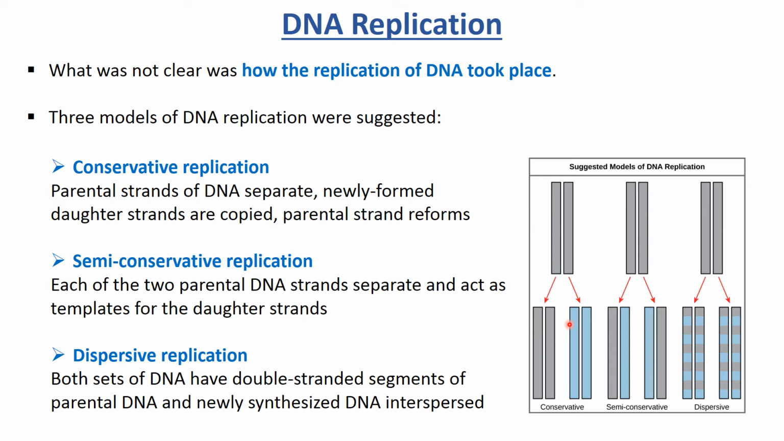The second model of DNA replication was the semi-conservative replication model. In this model it was proposed that each of the two parental DNA strands separate, shown here, and act as templates for the daughter strands to be synthesized. The third model was known as dispersive replication, shown here, and in this model it was hypothesized that both sets of DNA have double-stranded segments of parental DNA and newly synthesized DNA which is interspersed with the parental DNA.